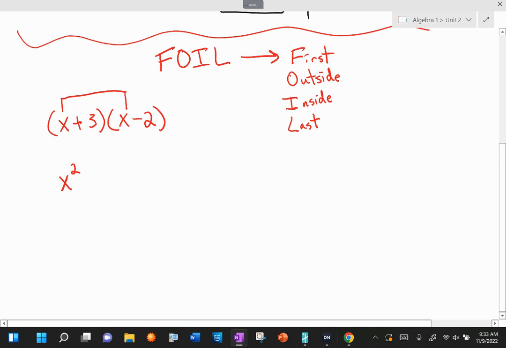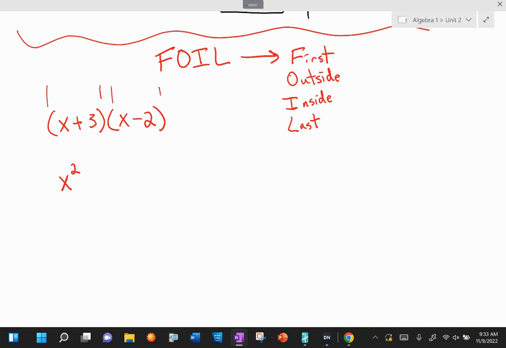Okay, the outsides. What do we think would be the 2 outside terms? Those are going to be the last terms, actually. So we're thinking in relation to their individual parentheses. Okay, the outsides are going to be x and negative 2. The first x, the last negative 2. So those are the terms on the outside. They're just kind of like bookending. So x times negative 2 would be negative 2x.